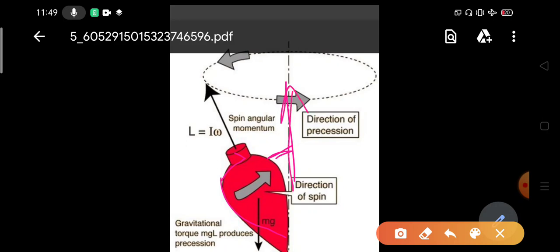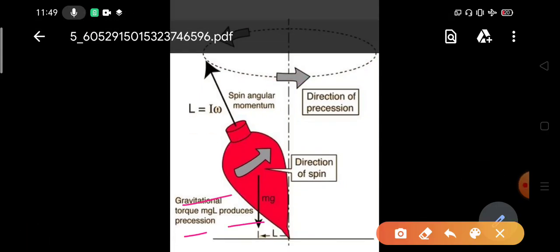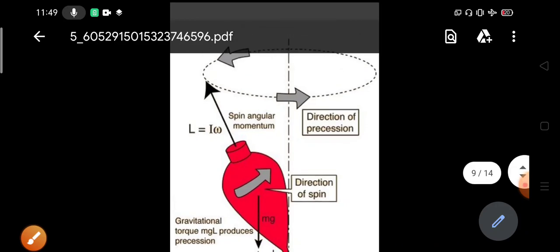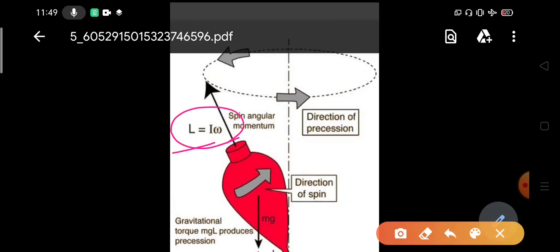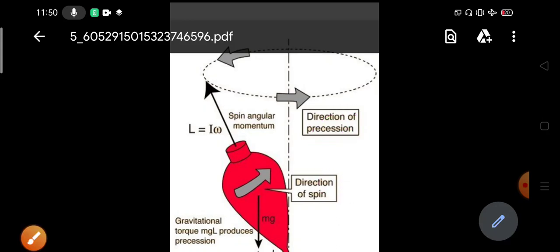Now the motion of the top, whenever it is within a gravitational field, will precess around the axis of the gravitational field, because the gravitational torque mgl produces the precession. The angular momentum is L equals I omega. Now torque is delta L by delta T, that is, the change of angular momentum with respect to time.